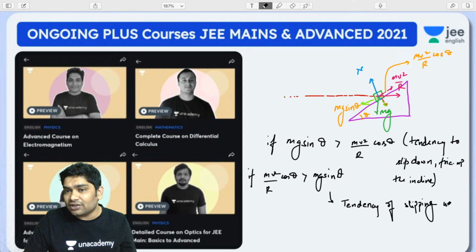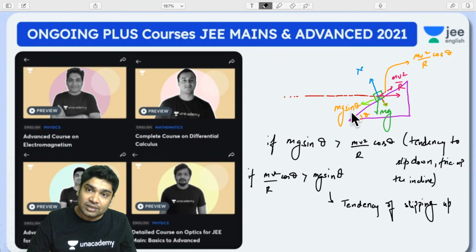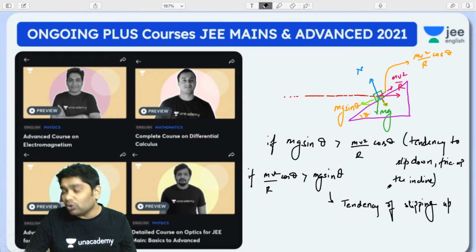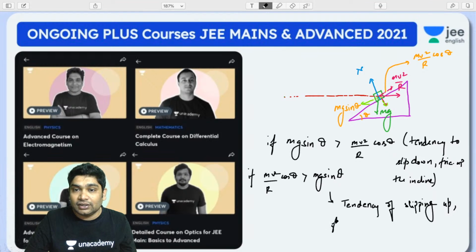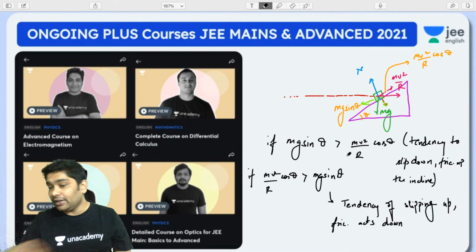So it depends on where it's going to slip. If it would have wanted to slip upwards, then friction would act down. If it wanted to slip downwards, friction would act up. Friction would want to avoid the slipping, right? Tendency of slipping up, friction acts down the incline. Correct? So you have one force which is trying to move the car in one direction. You have another force which is trying to move the car in the opposite direction. So depending on whichever is higher, there can be motion tendencies or slipping tendencies in both the directions. Okay, so that is the explanation.